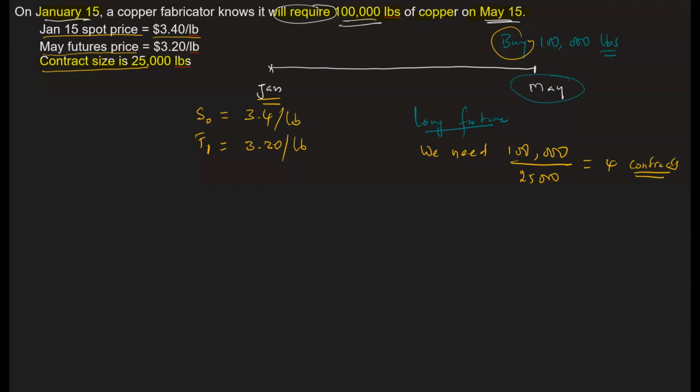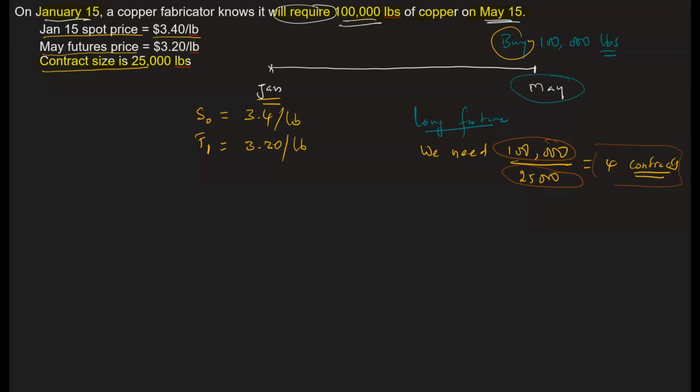So we need 100,000 pounds. That's what we need. Each contract is for 25,000. That makes 4 contracts that we're going to take a long position on. So we need to take a long position in 4 futures contracts. That's our first step. The second step is to say, well, what happens in May?